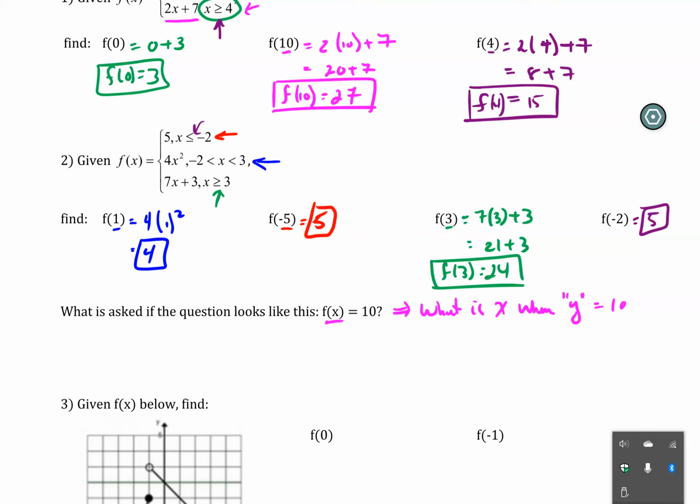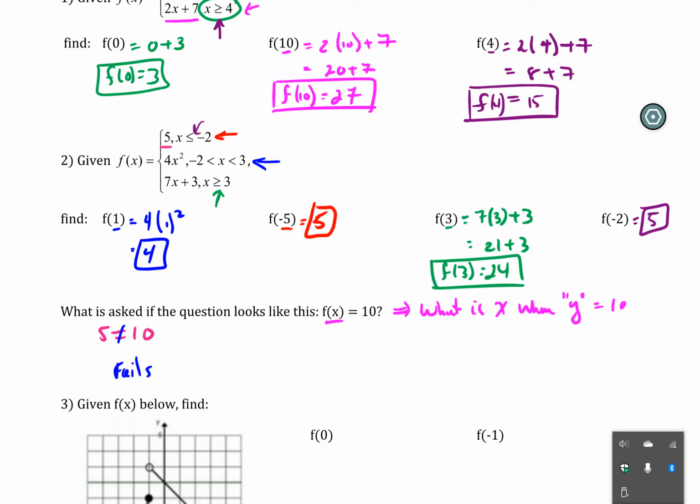So what we're going to do is take each portion and set it equal to 10. So the first part, the top portion, is 5. So I'm going to say 5 equal to 10. Is that possible? No, it's not. So 5 is not equal to 10, so we drop this. It fails. So that means that you cannot have an x value that is less than or equal to -2 and get a result that is 10.